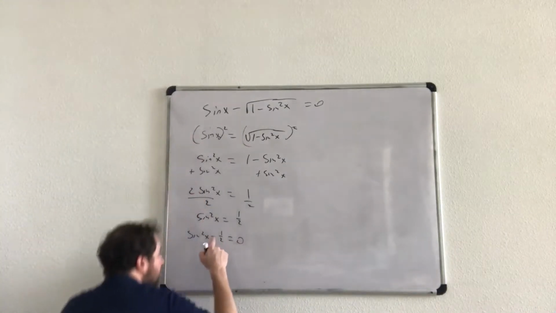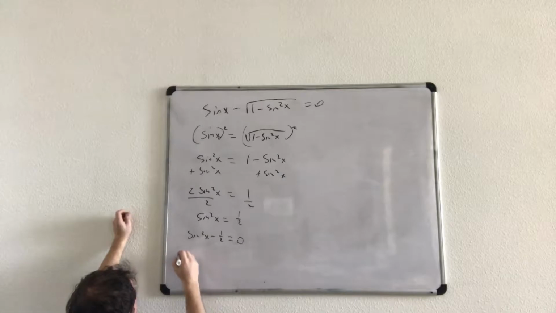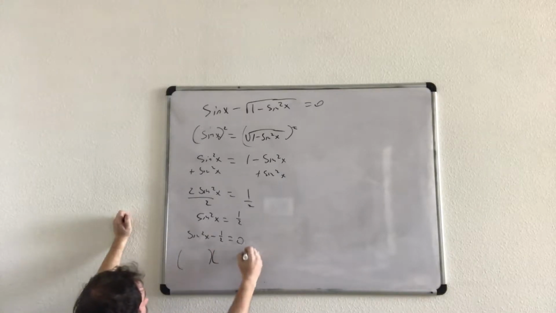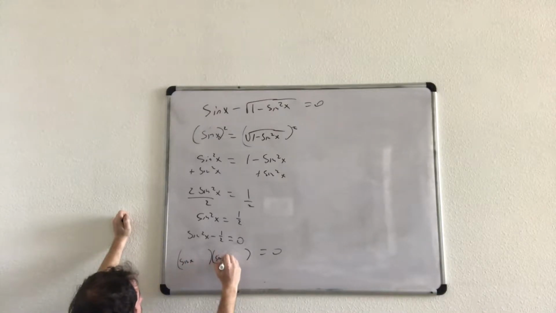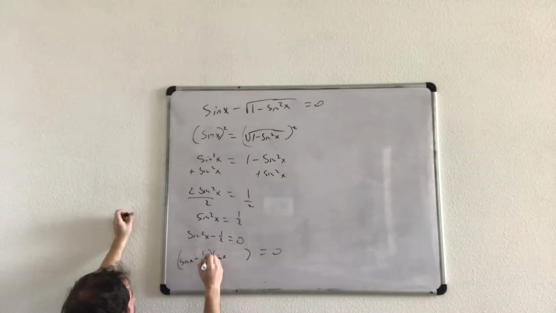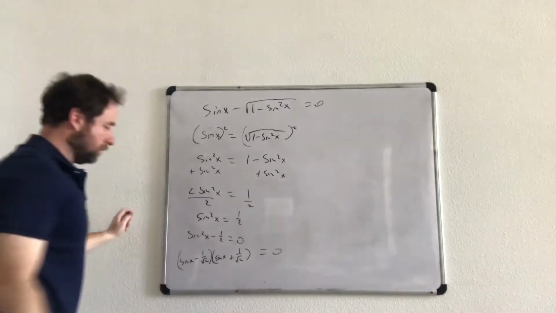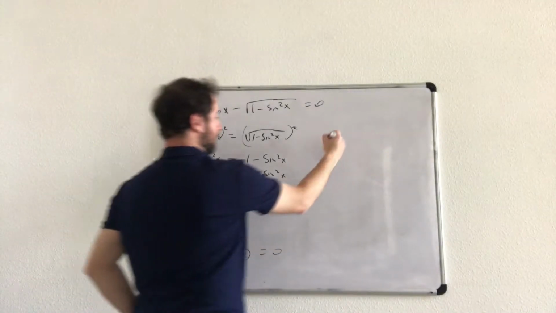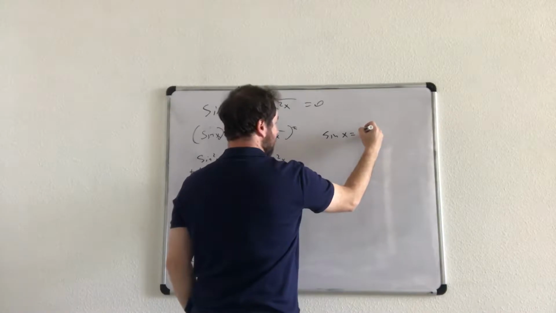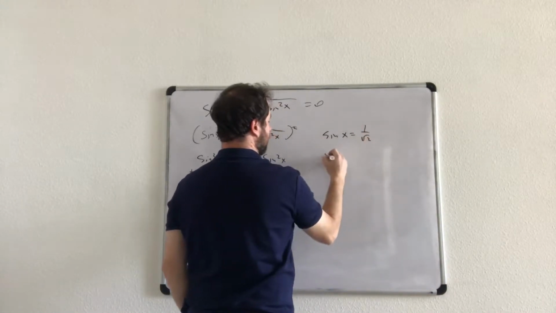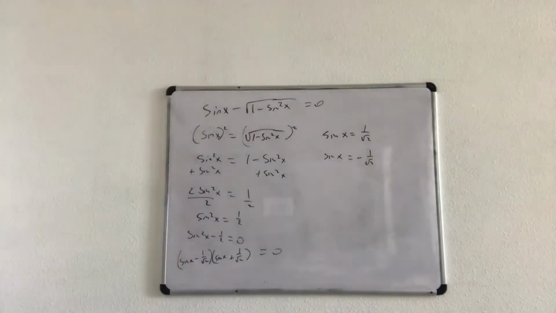Now we see that this is the difference of two squares. And what we'll do is parentheses, sine x, and we'll get negative 1 over root 2 and positive 1 over root 2. In order to solve for these, we'll have sine x equals positive 1 over root 2 and sine x equals negative 1 over root 2.